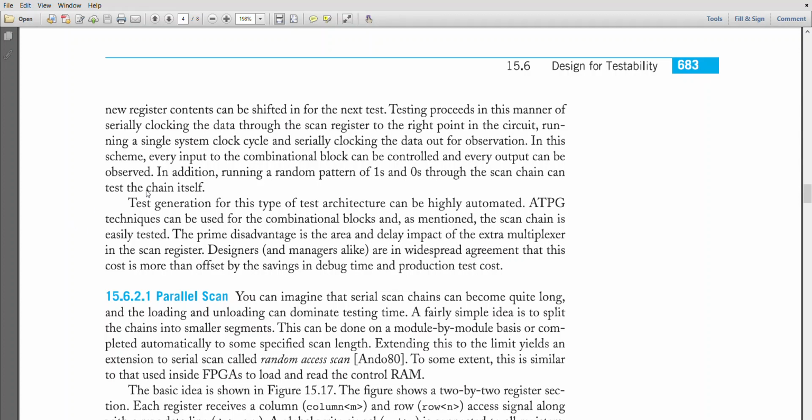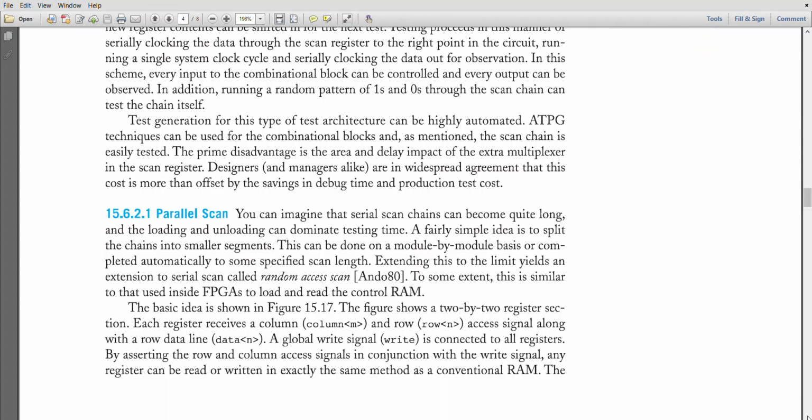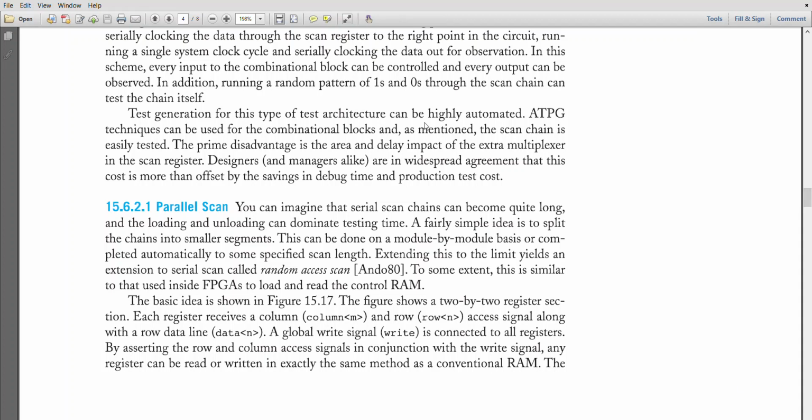In this scheme, every point in the combinational block can be controlled and every output can be observed. In addition, running a random pattern of ones and zeros through the scan chain can test the chain itself. So this is how we can do this. Test generation for this type of test architecture can be highly automated. ATPG techniques can be used for combinational blocks, and as mentioned, the scan chain is easily tested.